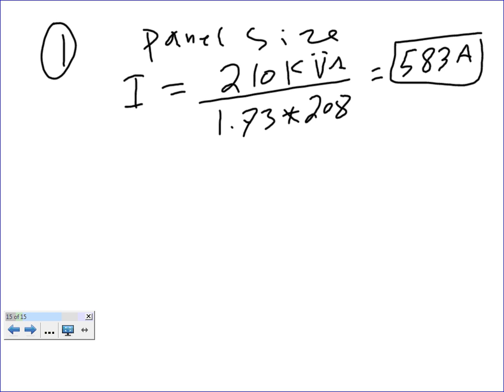Ryan, that's where you start. Usually start with the load. You know what your load is, and you size everything from that load.